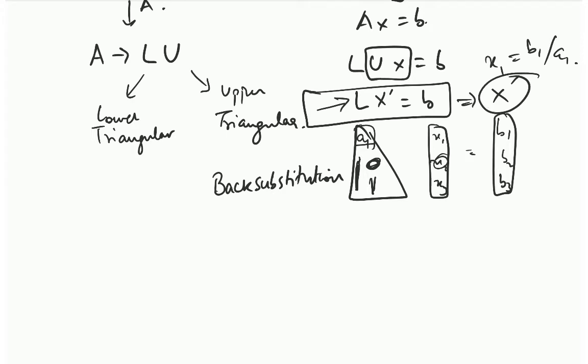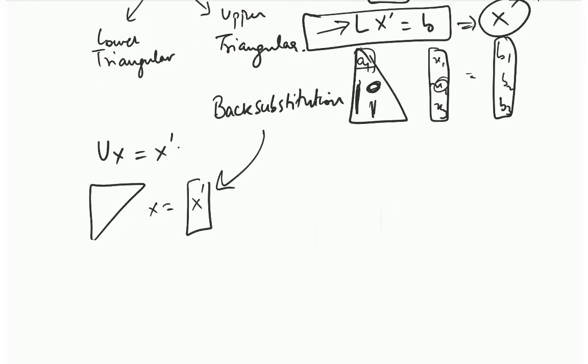Well, what is x'? You had substituted x' for Ux, right? So you have your upper triangular matrix now, and you've already got the solution for x'. So you can do another round of back substitution and you're done, and you get the solution.